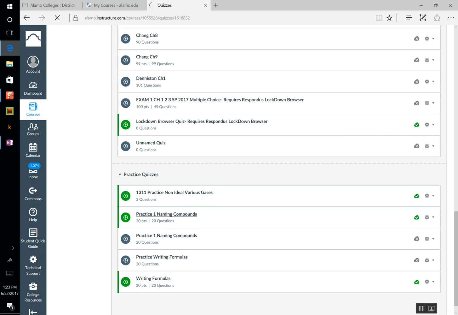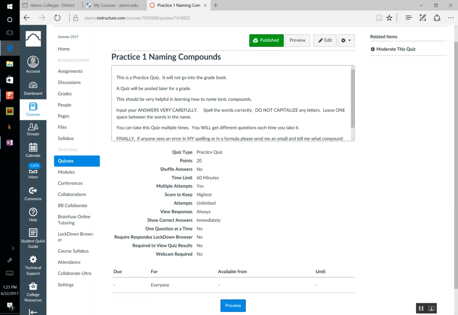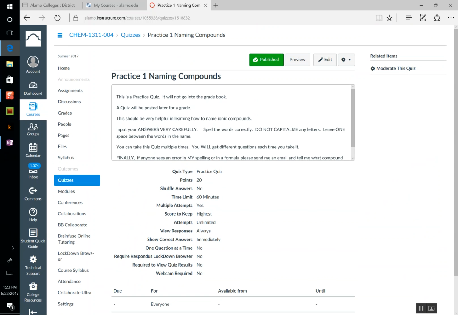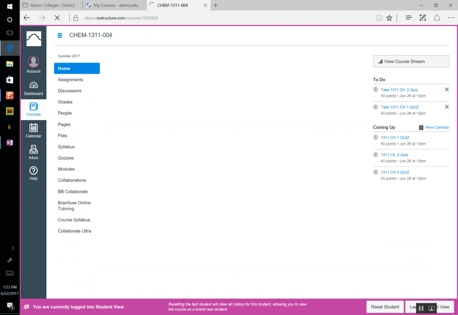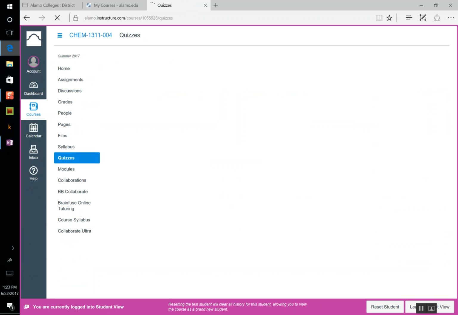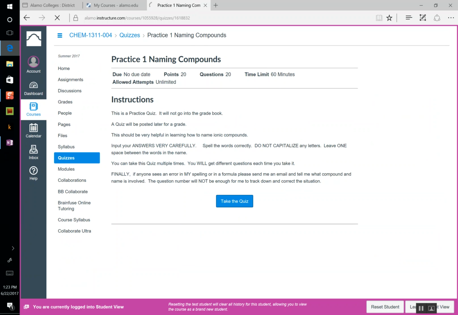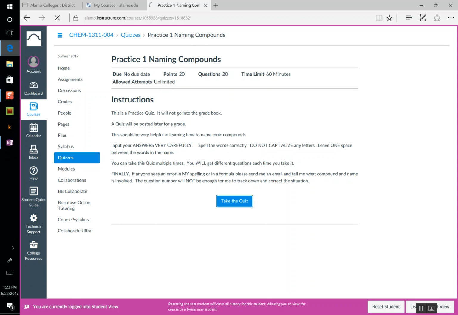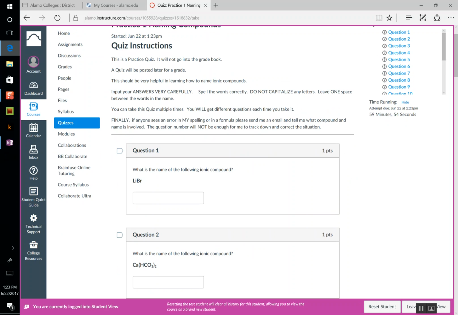These are really helpful. You go in here and you say, okay, well, this is preview, but if you went in there, it would say, do you want to do the quiz? I'll just show you real quickly. Student view, quizzes, practice naming compounds. This is not for a grade. Okay, take the quiz. Go ahead and take the quiz. It's going to give you 20 questions.